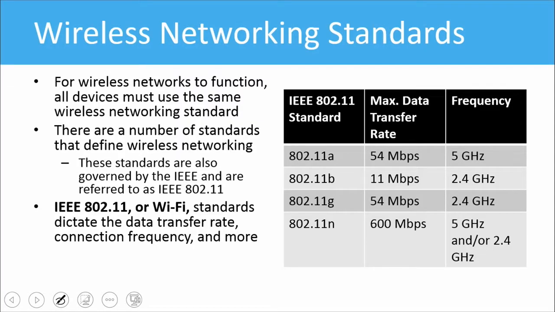For wireless networks to function, all of the devices, all of the wireless adapters have to use the same wireless networking standards. There are a number of different networking standards that define wireless communications. They're commonly referenced as Wi-Fi, right? Those are the standards, the body of standards that dictate the data transfer rate, connection frequency, and more of wireless communications. The standard, however, is commonly referred to as 802.11, all right?